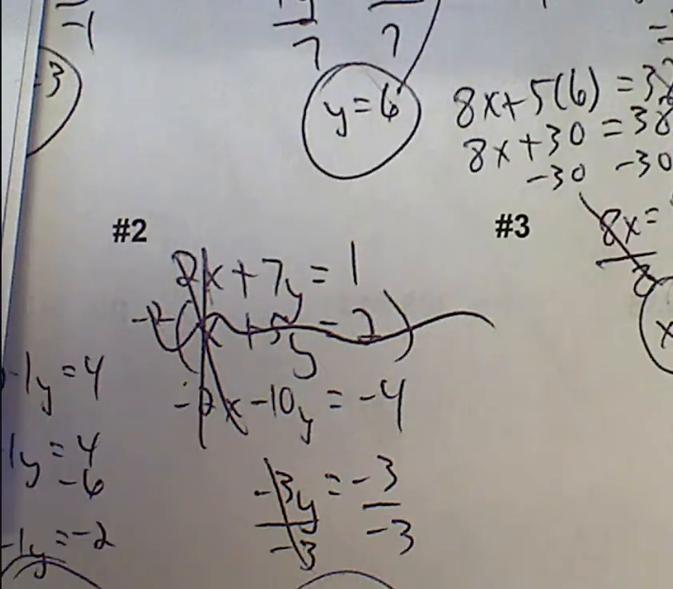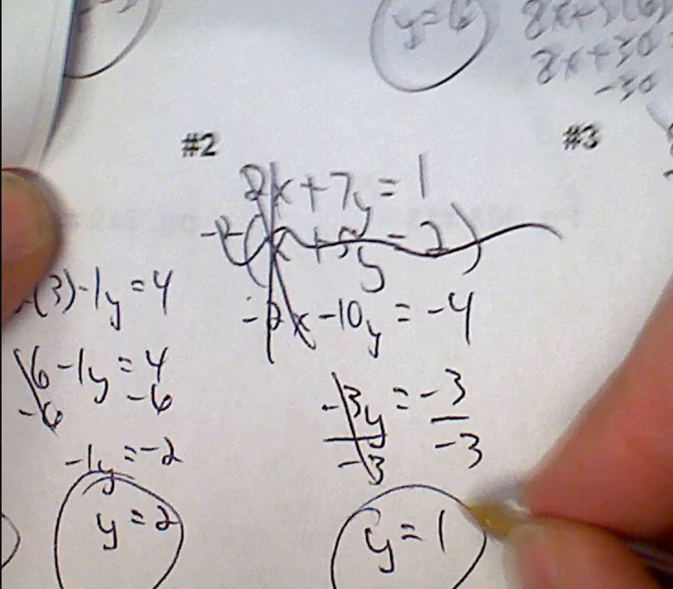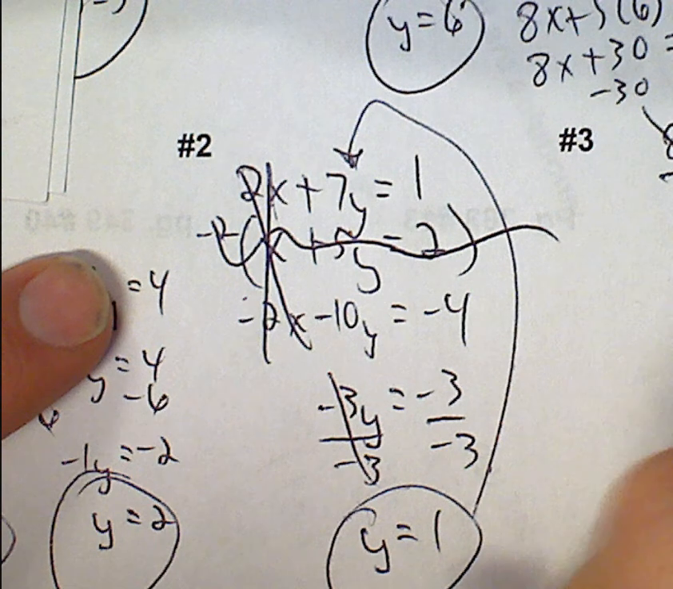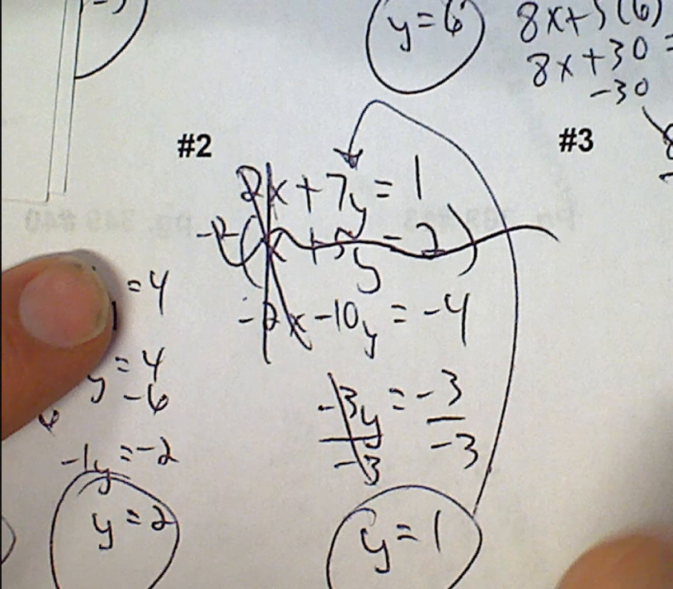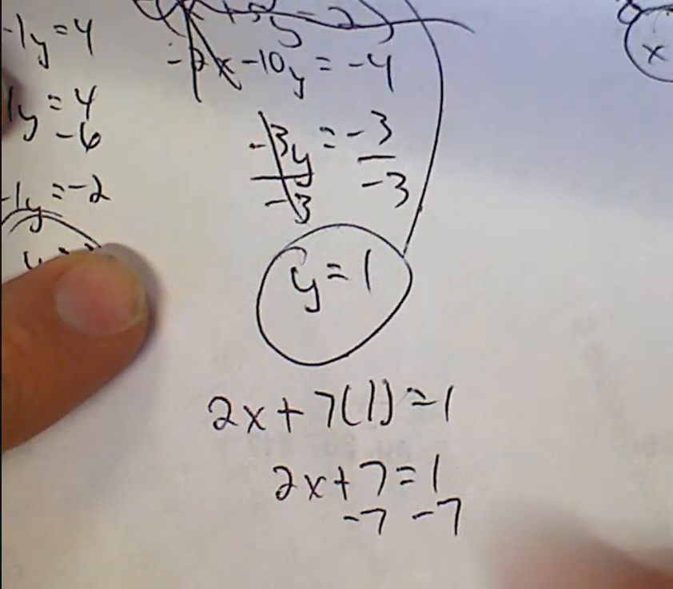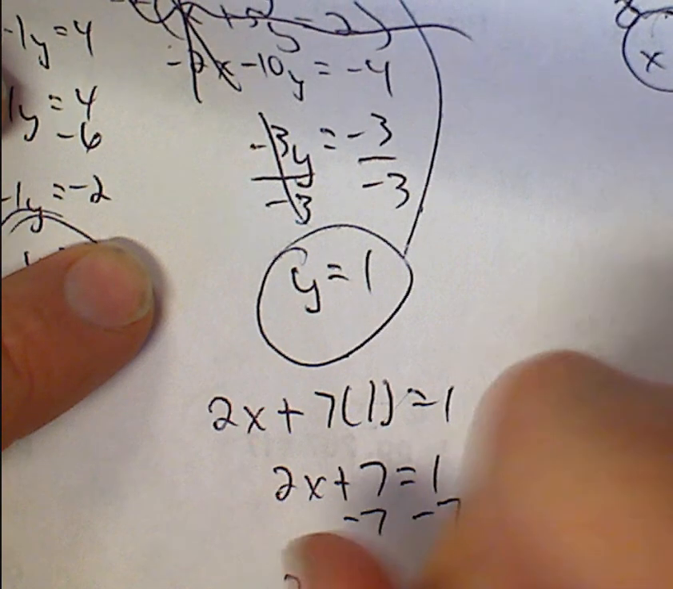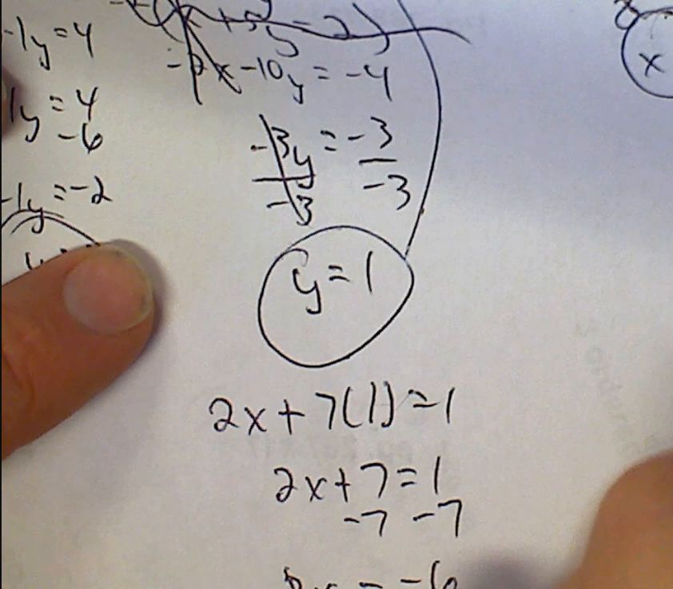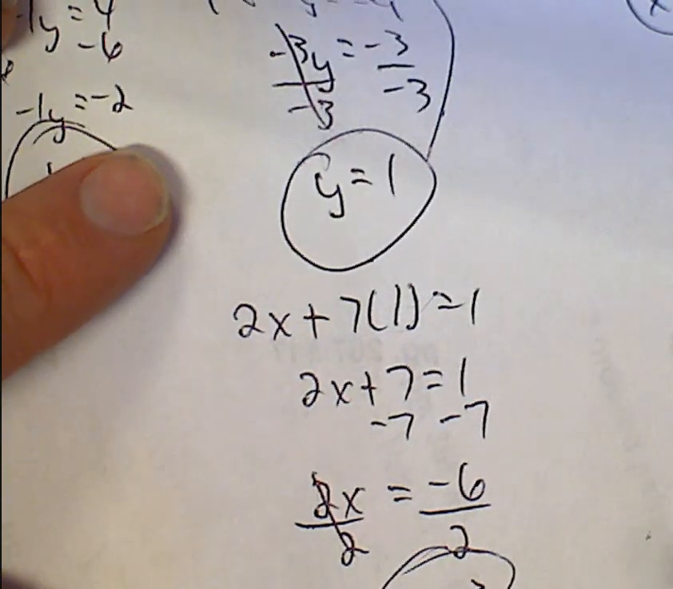I take y equals 1, and I plug it back in. 2x plus 7 times 1 equals 1. 2x plus 7 equals 1. Minus 7. So that gives me 2x equals negative 6. Divide by 2. X equals negative 3. Oh, and I'm done.